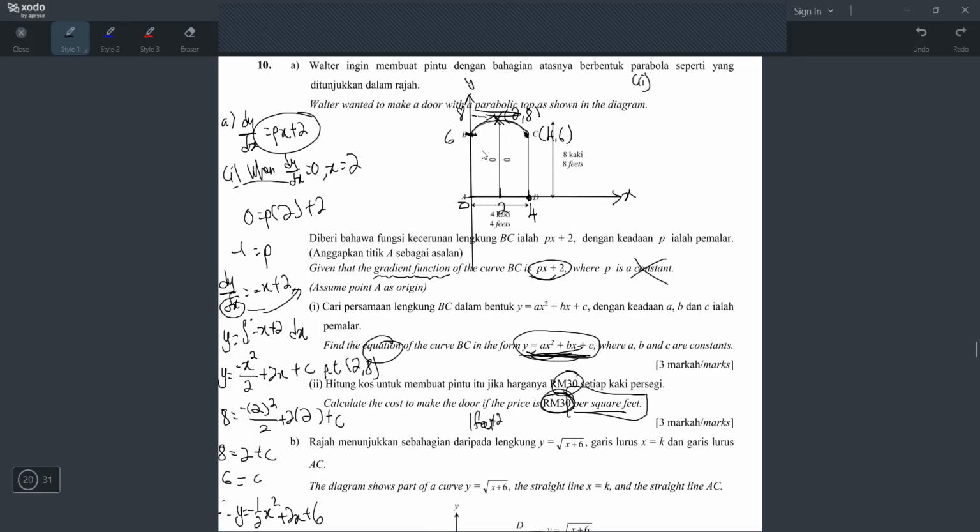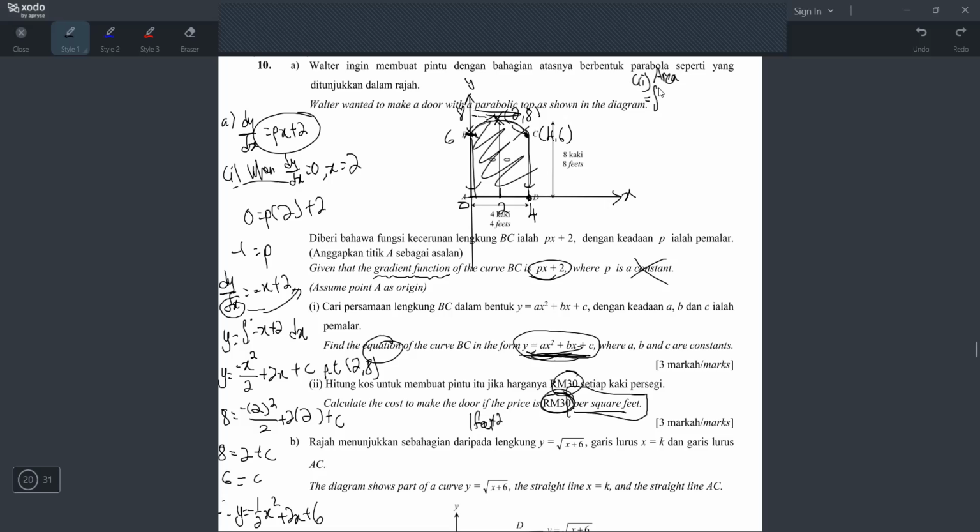So what you have to do is find the total area in square feet first. Then only I can times 30, right? So how to find the total area in square feet? Use the integration method. Okay, how do you integrate? If you look at this door, the top of this door is actually a parabolic curve. So what you do is take the curve here, extend it to the x-axis, and use integration to find the area. So what you write here is integrate, area equals, integrate what?